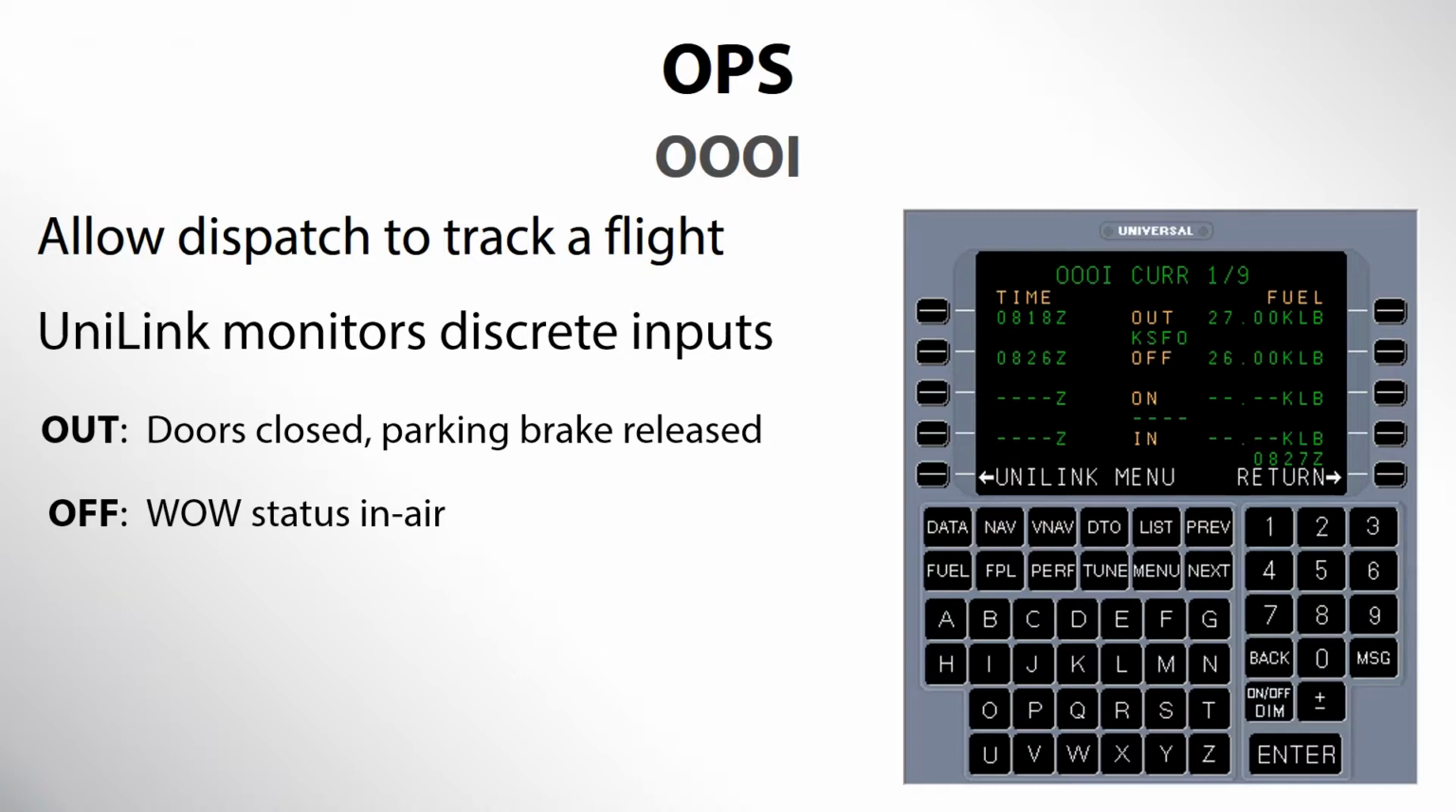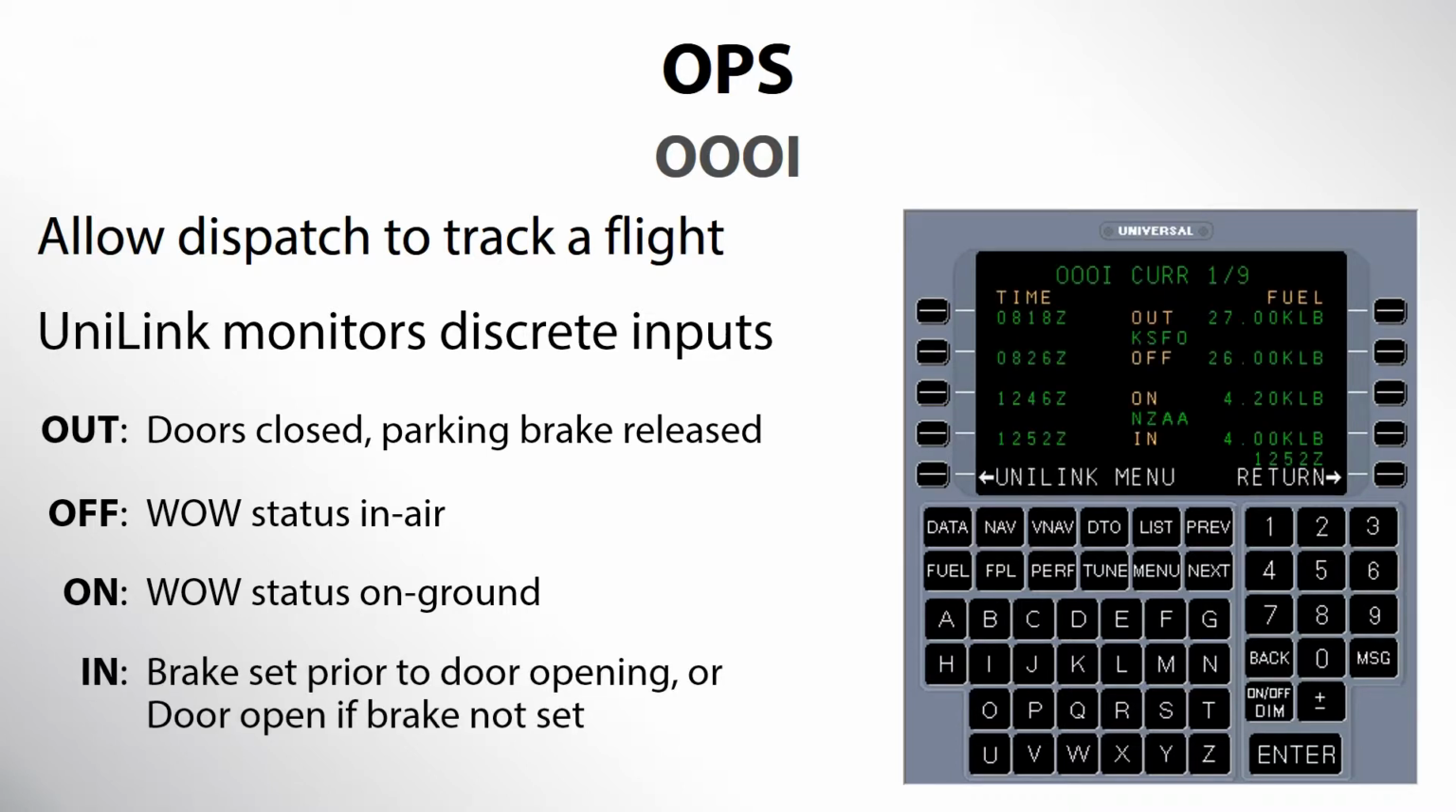If Unilink is powered up or reset in flight, it will monitor the weight on wheel state, determine that the aircraft is airborne, and ignore all changes in status of doors and brakes. A change to the weight on wheel status from in air to on ground will result in the on report. The on report includes the on time, the fuel on board, departure airport, and destination airport.